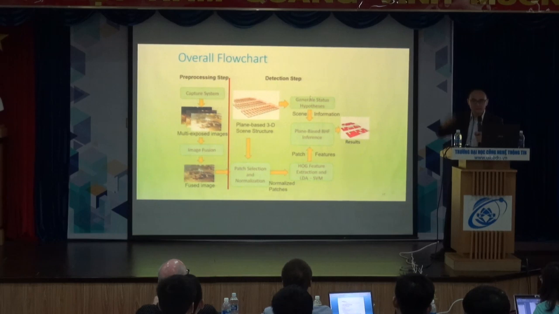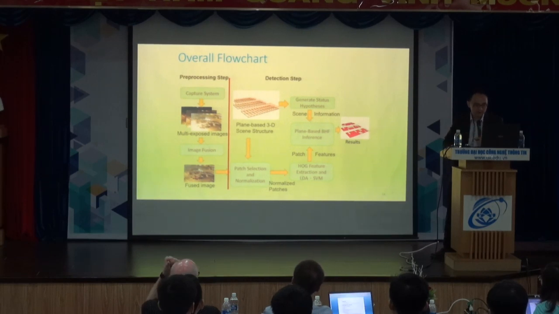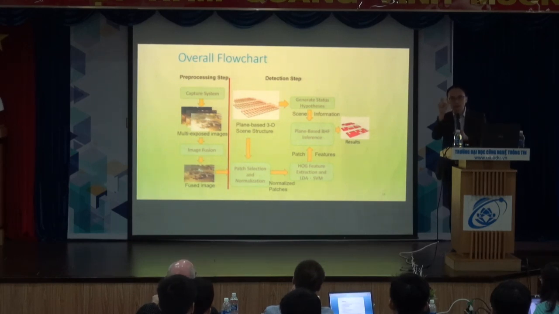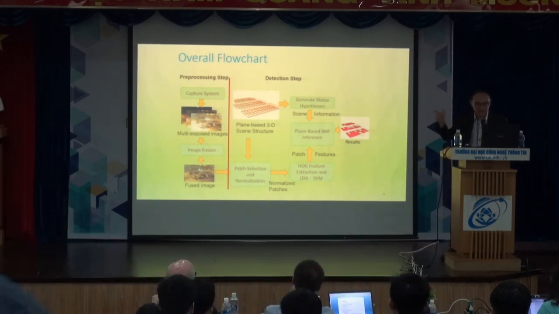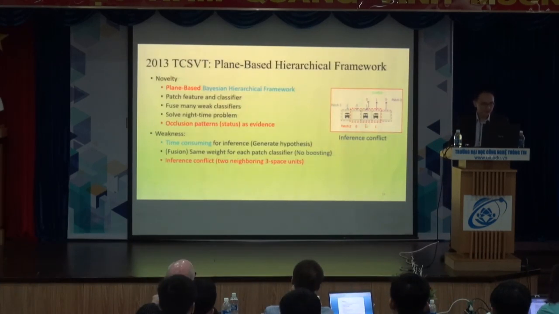And from the 3D models, we also generate the status hypothesis. Later on, we do the comparing, measure the similarities, and try to understand whether this status is right or wrong. Every time, we only determine the status of three spaces, and then the data moves to the next step. So then we get a result.